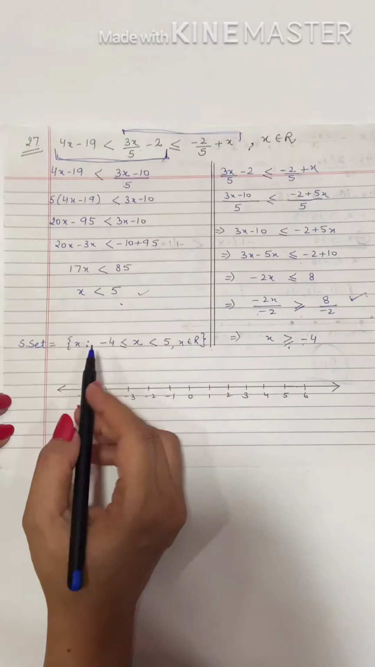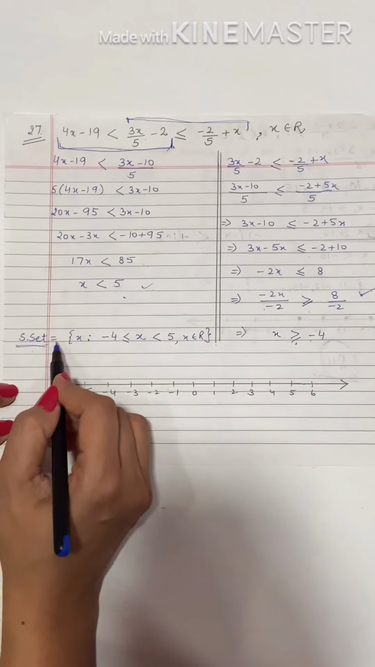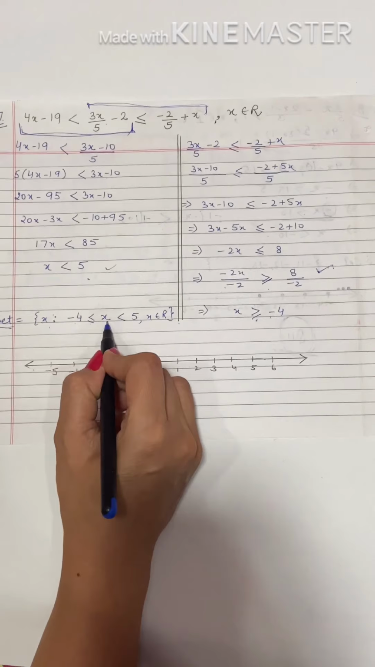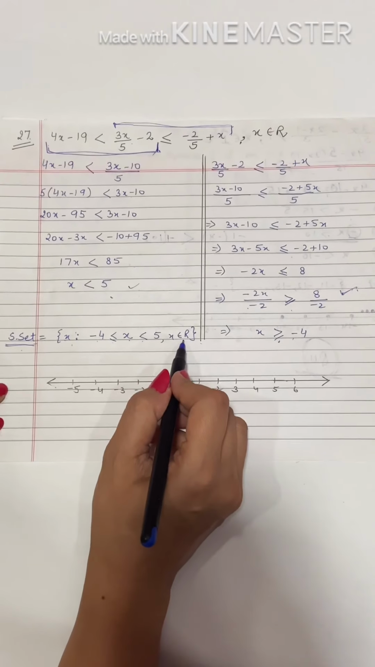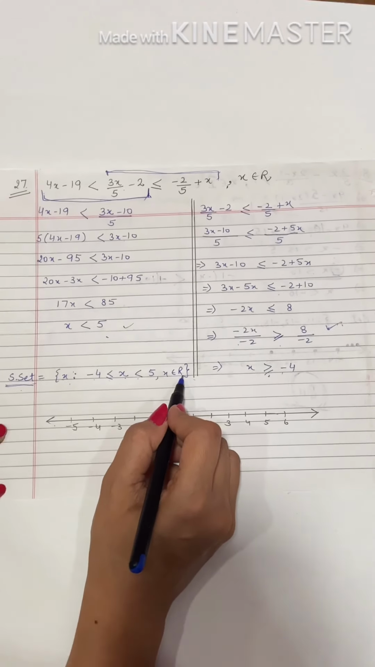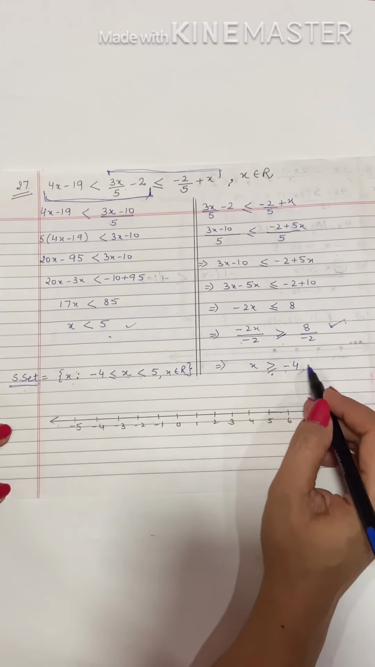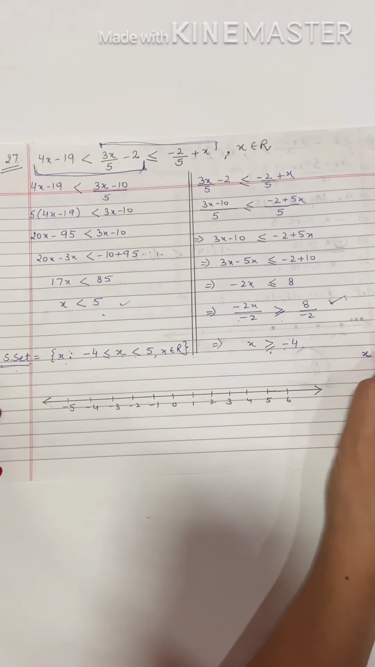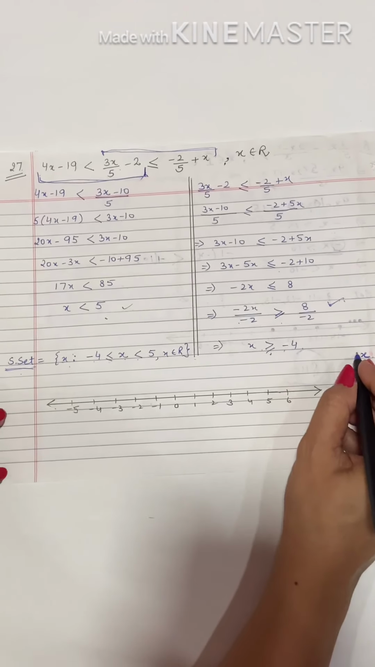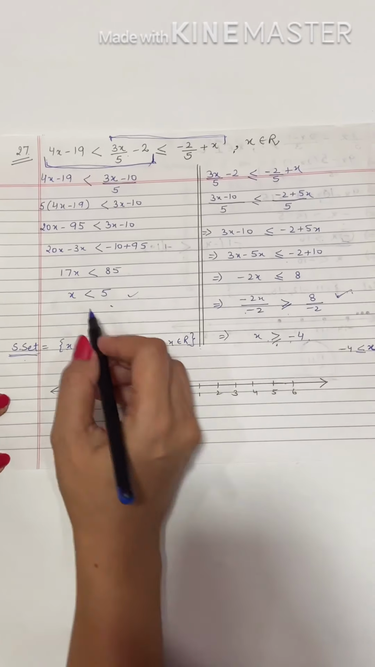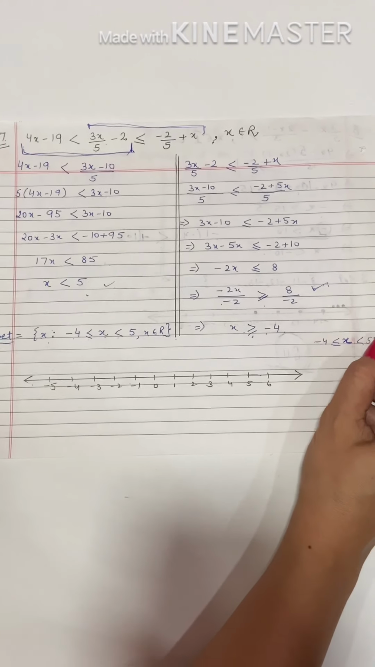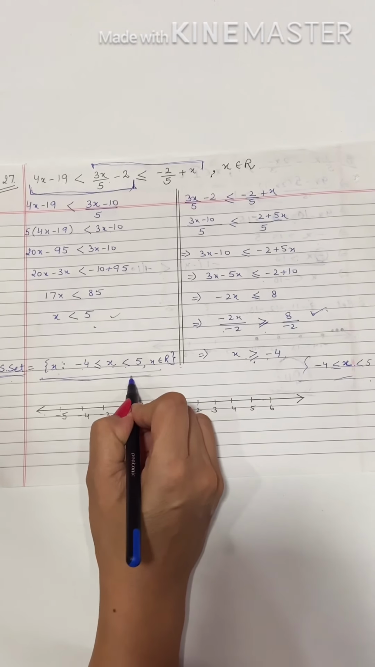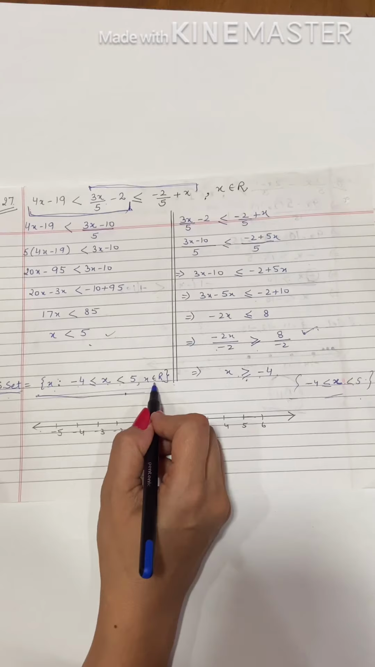So in this case the combined solution will be written like this. The solution set is x such that minus 4 is less than or equal to x is less than 5, and x belongs to the set of real numbers. Now the case in which one is greater than and the other is less than is very easy to write. You will write x in between when you are writing the solution set, and in this case we are having arrows like this. This is minus 4 here and this is less than 5. So this is how you are going to combine the two solutions and write it finally. This is to be written like this, and mention that x belongs to the set of real numbers.